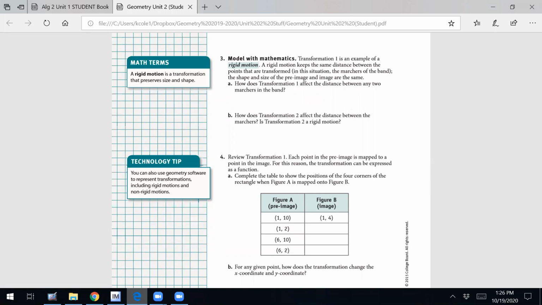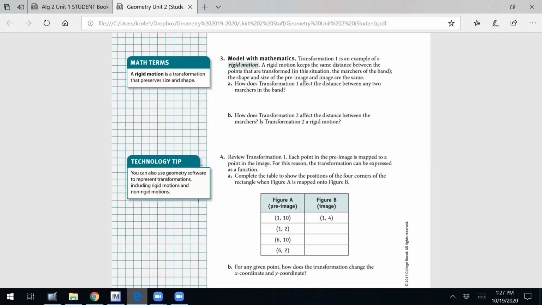Okay, 3A. How does transformation 1 affect the distance between any two marchers in the band? It does not. They are the same distance apart. Now you're writing. My people online, you are writing. So the distance between the two marchers remains the same.